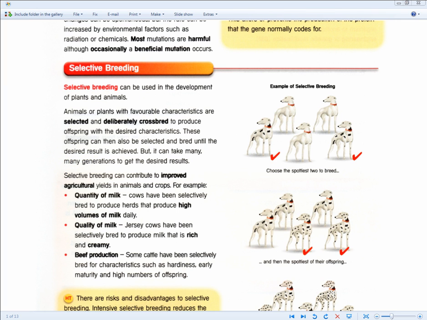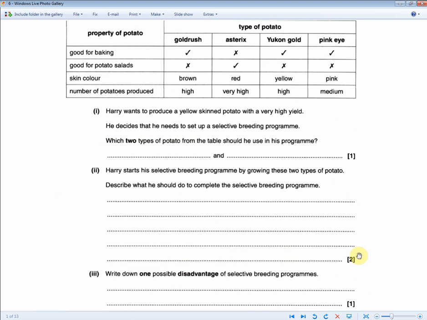So what does that basically mean? To get you 2 marks, you can't really regurgitate that word for word. You need to relate it to this question. So all that basically meant is that the desired characteristics, you breed them together, and from their offspring, you choose the one that contains most of the desired characteristics. So basically, you get 2 potatoes, one with yellow skin and one with a very high yield, and from the offspring, you choose the one that's the most yellow with a very high yield. And that actually is enough to get you the 2 marks.